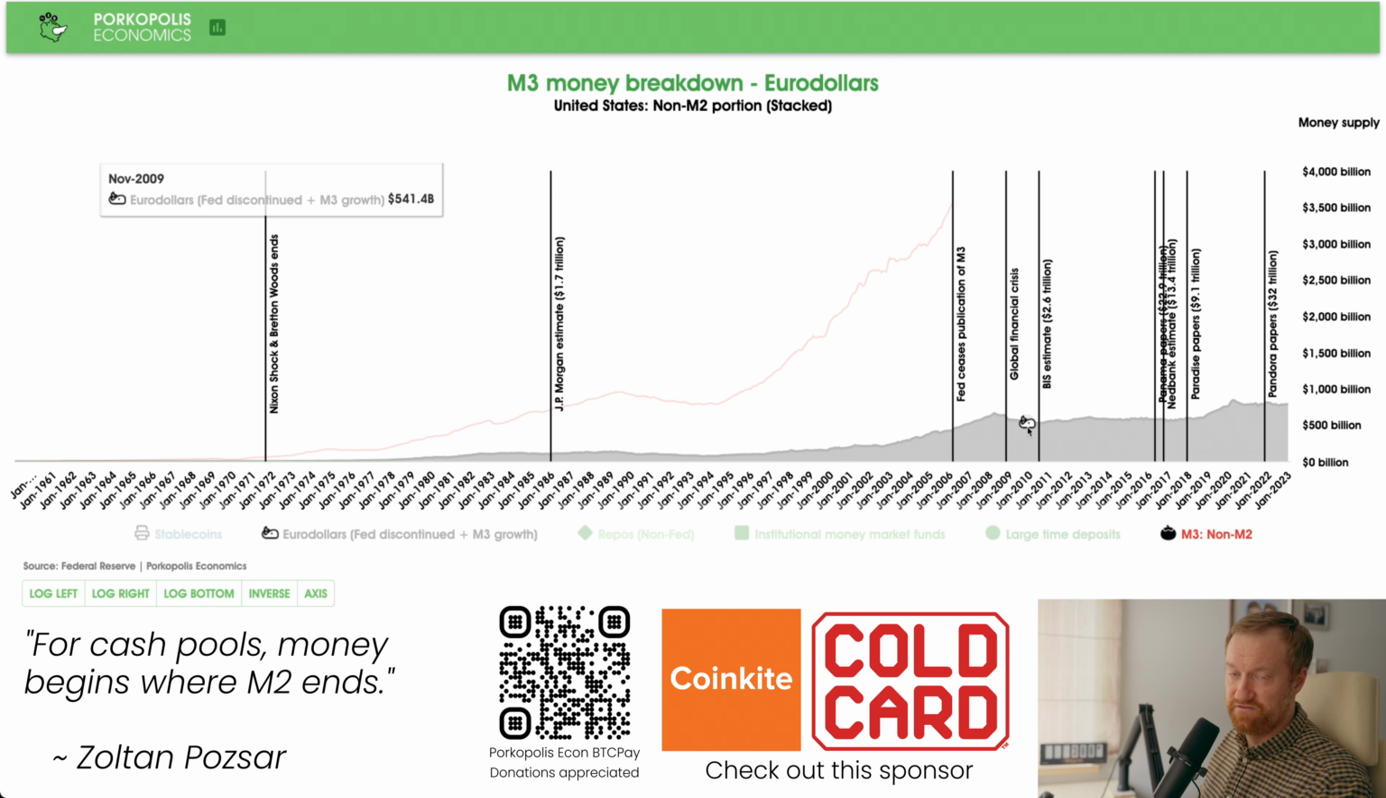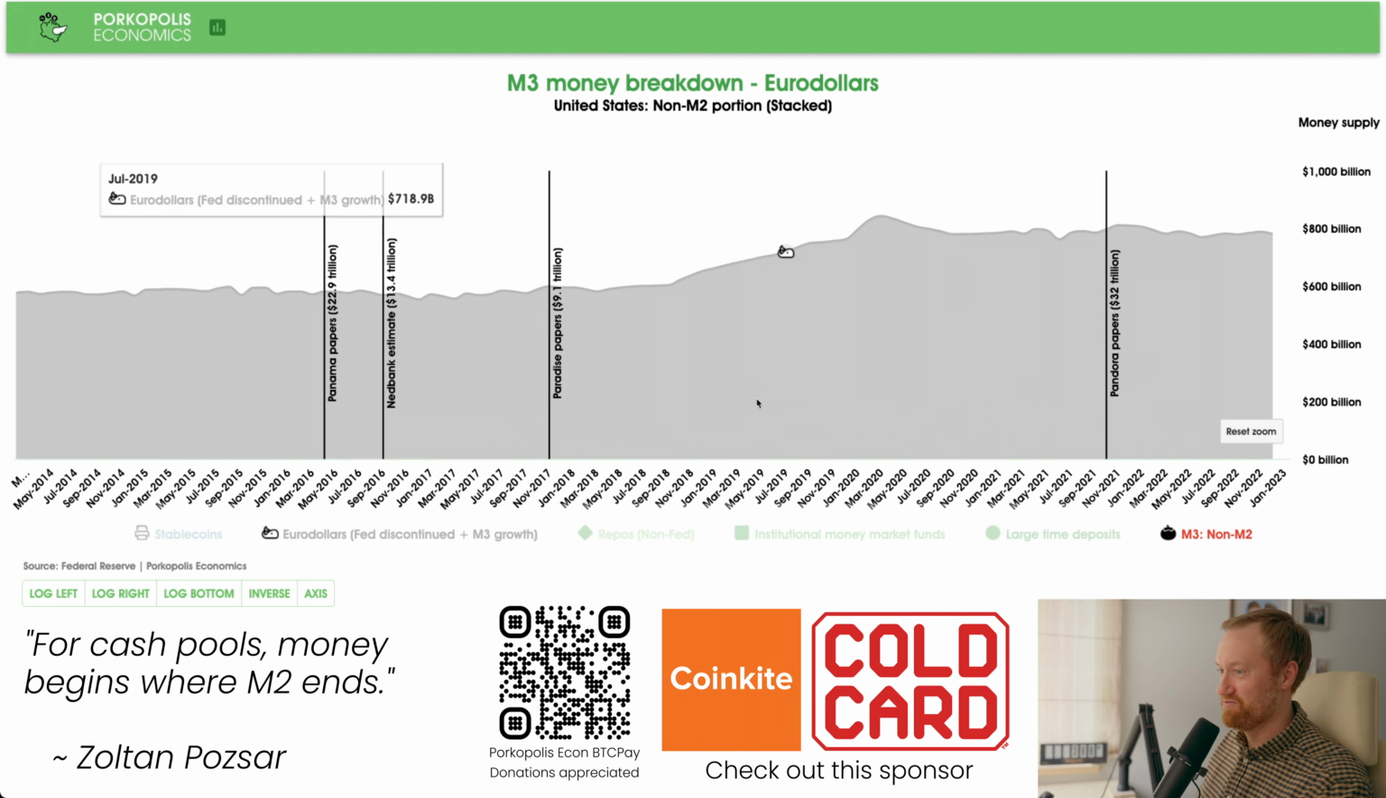But at what value? Well, here's the BIS. They have an estimate of $2.6 trillion of Eurodollars in 2010. What do I have here? A measly $526 billion. So the data is way wrong, obviously. Let's zoom in here now, going forward till today.